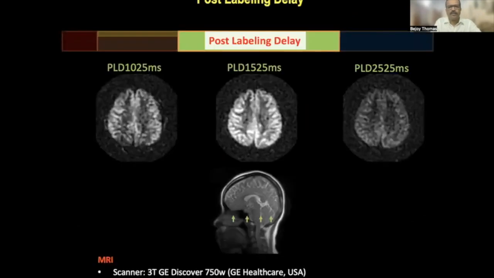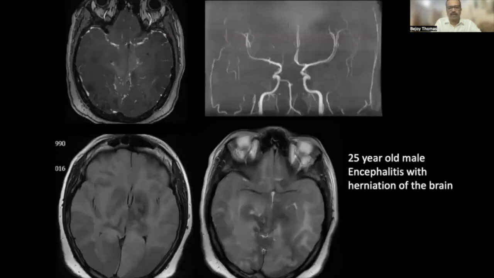Transit delay can occur due to various factors, including physiological factors like cardiac failure, raised intracranial pressure, or a tortuous or stenotic vessel. You can see that different post-labeling delays will produce different optimization of the parenchymal perfusion, which also depends on the age of the child, which I have described previously.